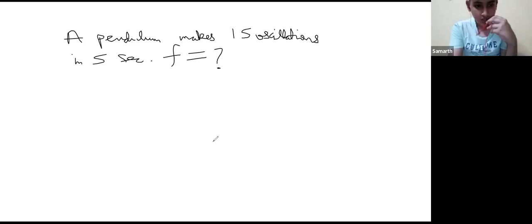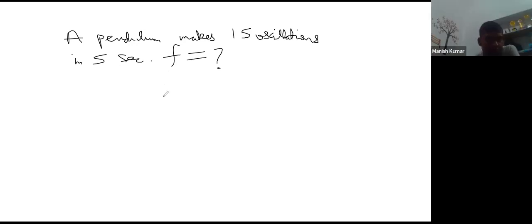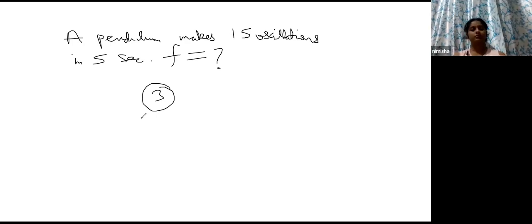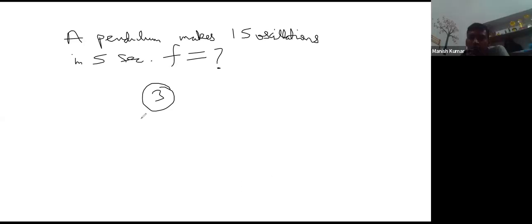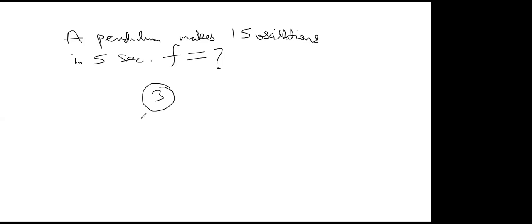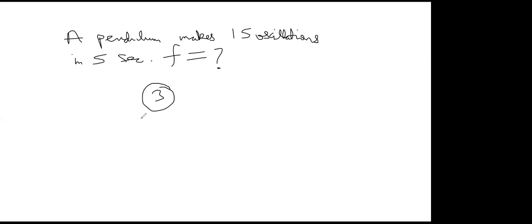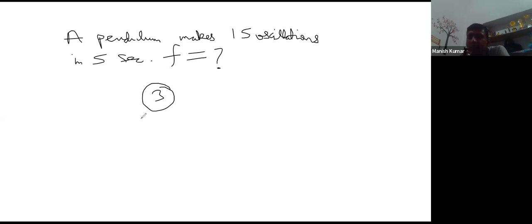Sir, 3. This is your answer? Nimisha, what's your answer? 3 only, sir. Naman? Two. I didn't understand the question. F stands for frequency, isn't it? A pendulum makes 15 oscillations in 5 seconds. And what was the definition of frequency that I told? The frequency is the number of cycles completed in 1 second.